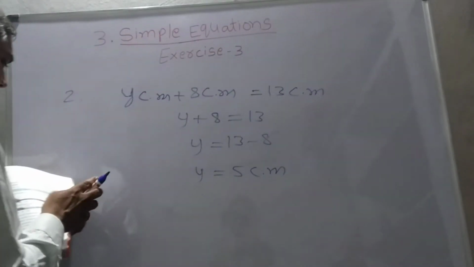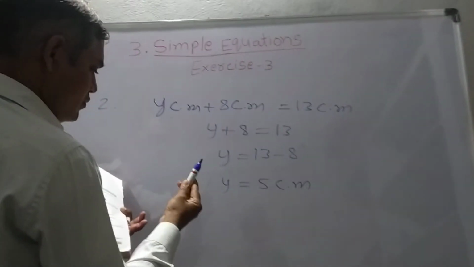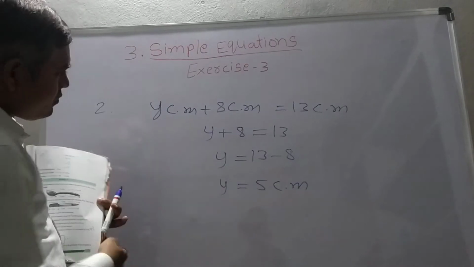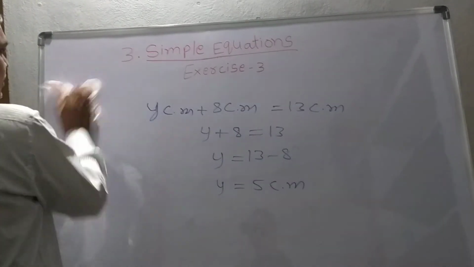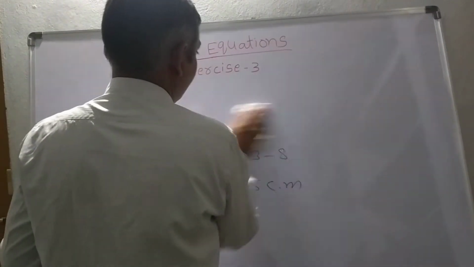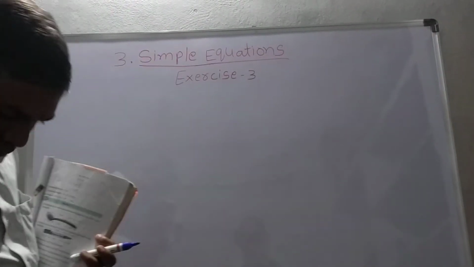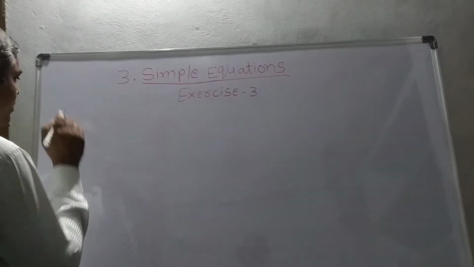If we add 7 to twice a number, we get 49. Find the number. This is problem number 3. If we add 7 to twice a number, we don't know the number.